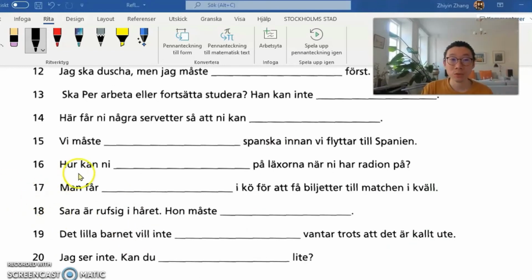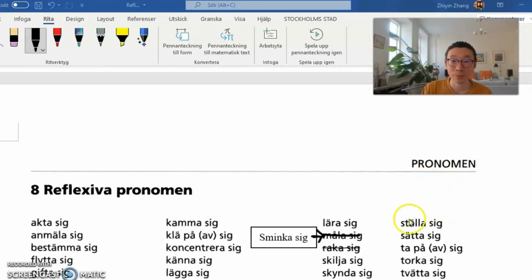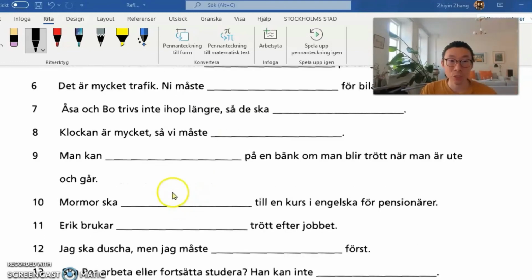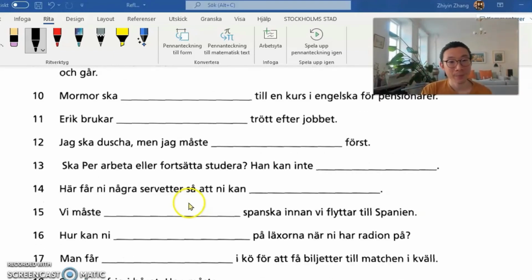Nummer 17. Man får ställa sig i kö för att få biljetter till matchen ikväll. Ställa sig, to put yourself in the queue. Men ställa sig, det är för att stå. To stand, you need to use the verb ställa. Okay.